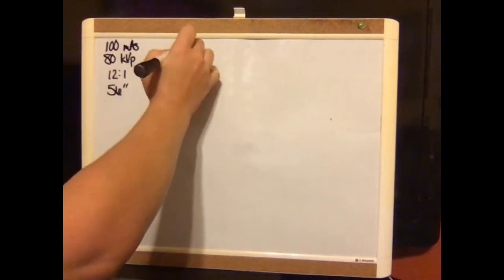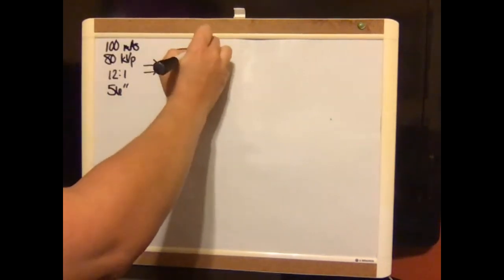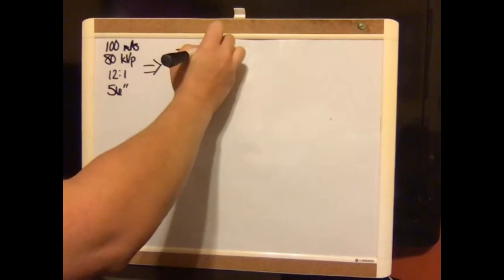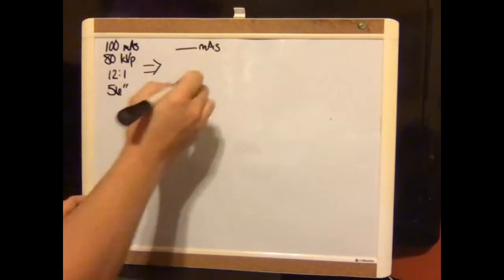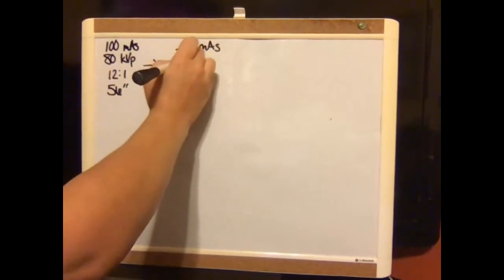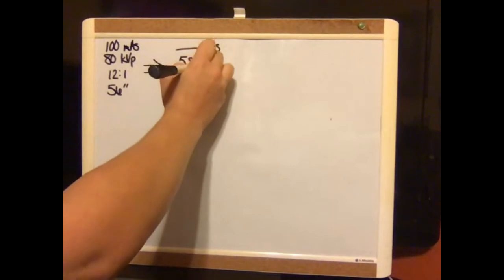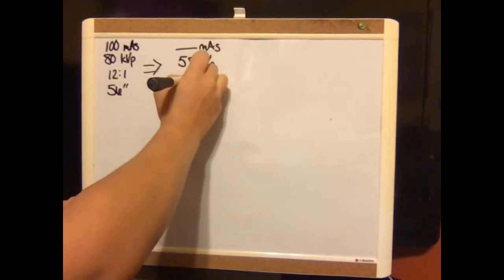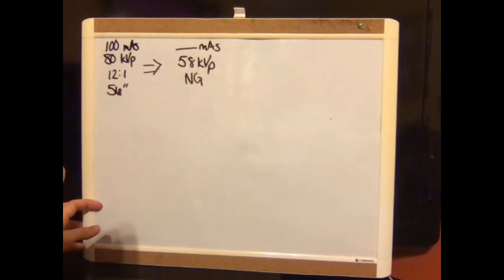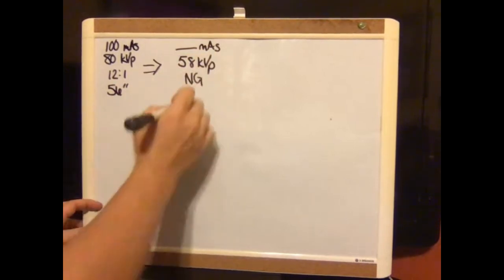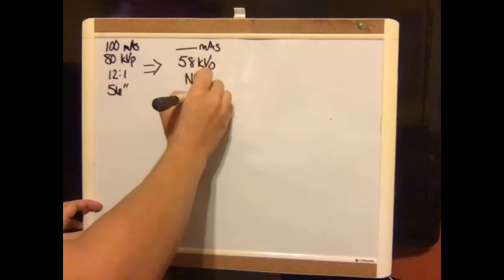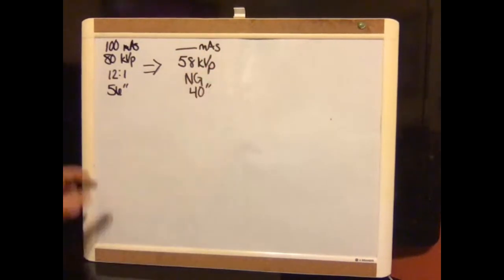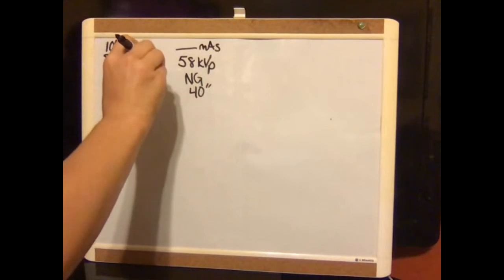Over here, it's got basically a blank for your MAS because that's what we're going to calculate. It says that we are going down to 58 kVp. We are going to go to no grid. I'll just write NG again, feeling lazy today. And a 40-inch SID.